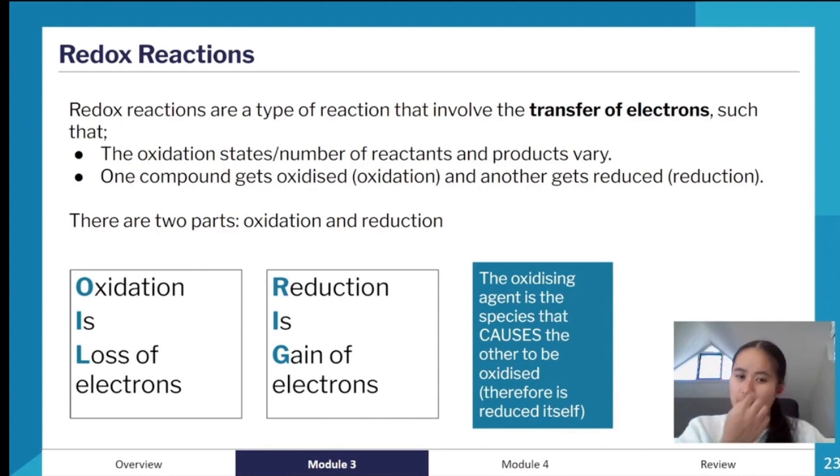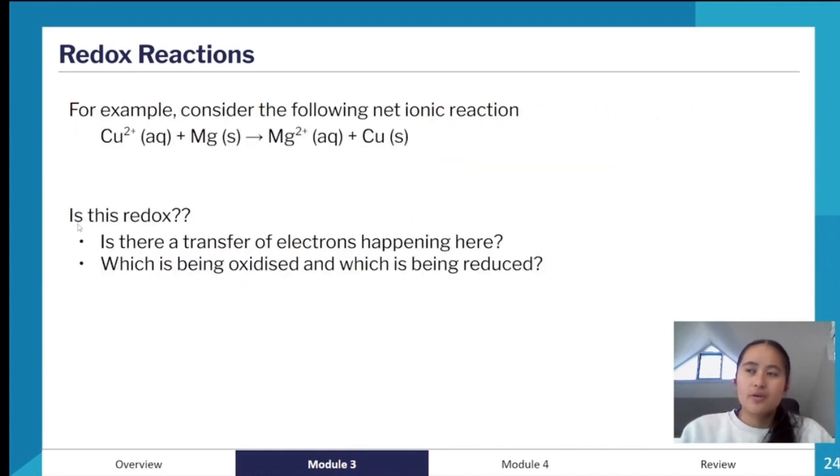So for redox reactions, the first thing to remember is OIL RIG: oxidation is loss, and reduction is gain. And the way that we are able to determine whether a loss or a gain is happening is when we look at oxidation states, which we'll talk about in a bit. So if we look at this net ionic reaction here, we can see if it's redox or not. So let's look at it.